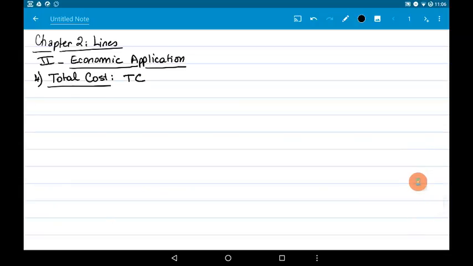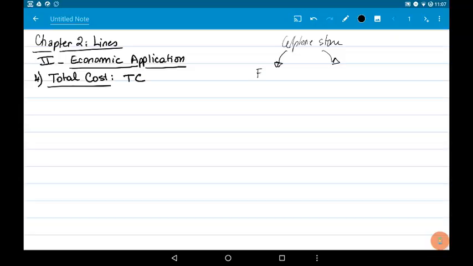We're back with Chapter 2, Lines, Part 2, Economic Application. Now, the total cost concepts. Let's imagine that you have a cell phone store. What kind of cost do you have? In fact, we have two kinds of cost.